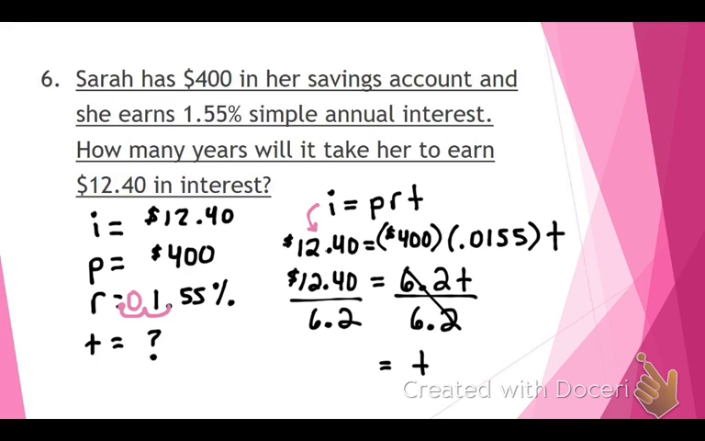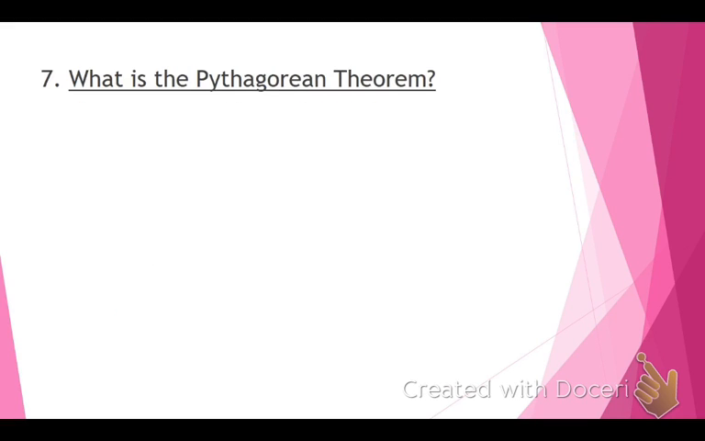Okay, $12.40 divided by 6.2 is 2. Now, I know this is my time, so time should always be in what? Years. So what's the answer, guys? 2 years. Any questions on how to find that one? All right, let's move on. Number 7.